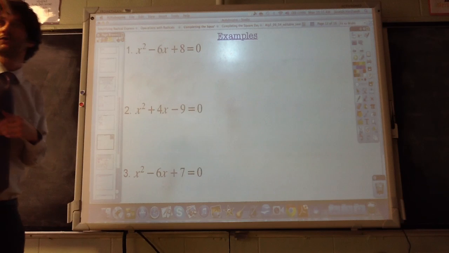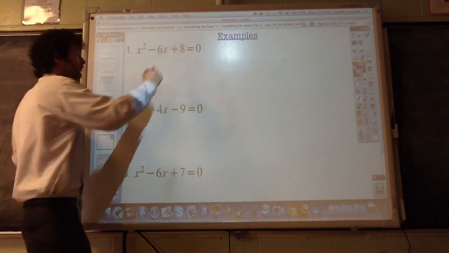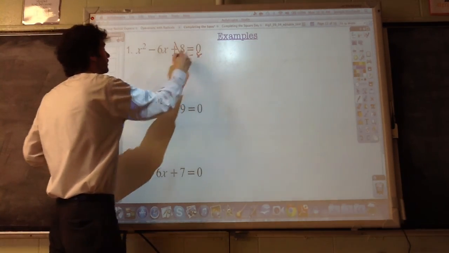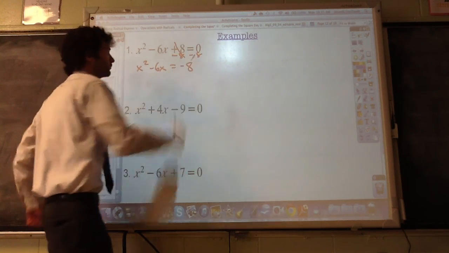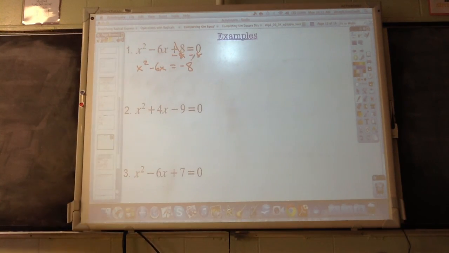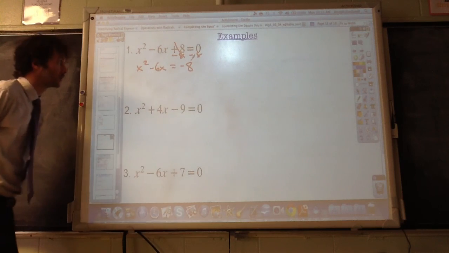So, what's the first step? Who remembers the first step? Take the constant, move it to the other side. So subtract 8, and we get x squared minus 6x equals negative 8. Who remembers the next step? Find C, complete the square. Find the value of C that would make the left-hand side a perfect square trinomial.